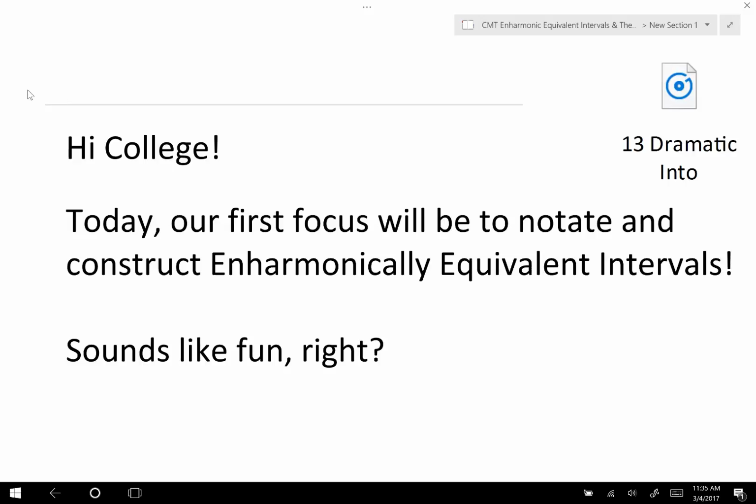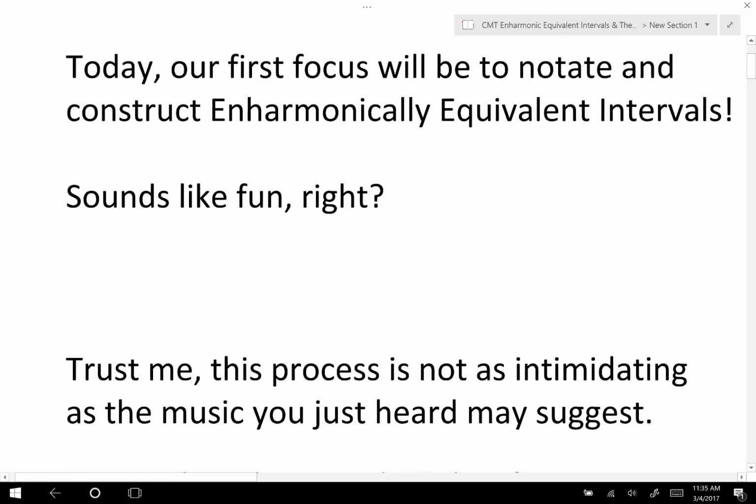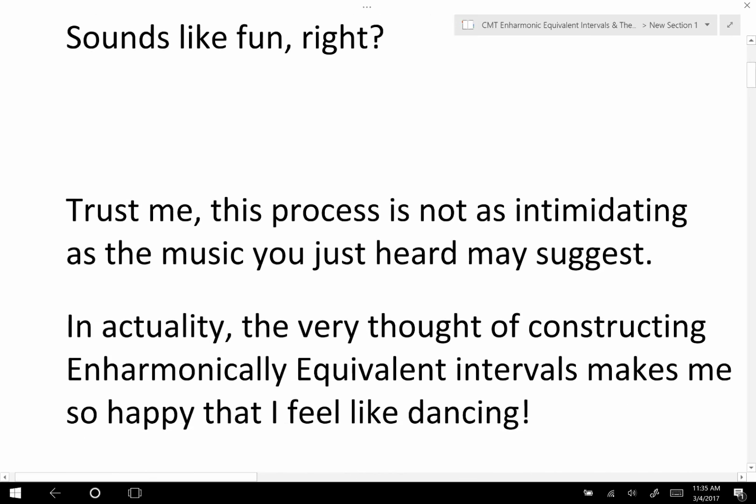Hey college! Today, our first focus will be to notate and construct inharmonically equivalent intervals. Sounds like fun, right? Well, trust me, this process is not as intimidating as the music you just heard may suggest. In actuality, the very thought of constructing inharmonically equivalent intervals makes me so happy that I feel like dancing. So, let's begin.